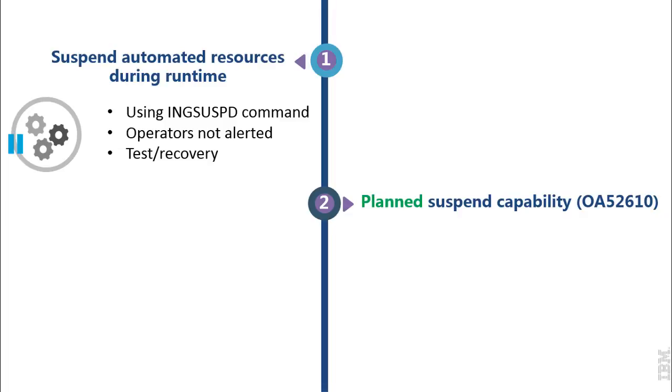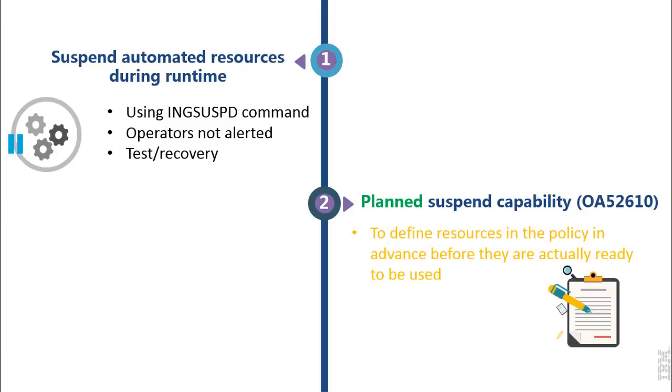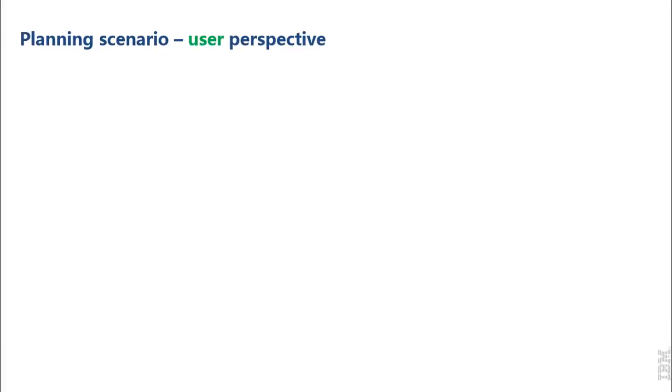The second flavor, also the focus of this video, is the planned suspend capability introduced in APAR OA52610. Sometimes, it's useful to plan resources in the policy before they are ready to be used. In such a situation, you can leverage the planned suspend capability using the suspend file. Let's find out how this capability works with a scenario.